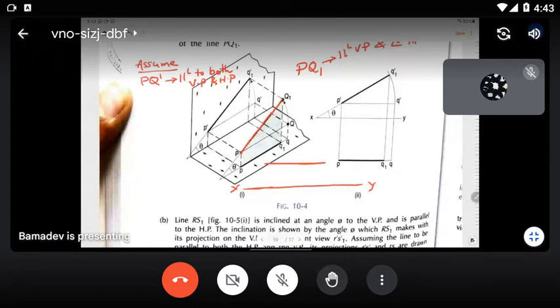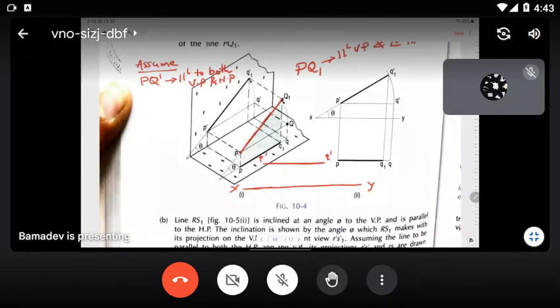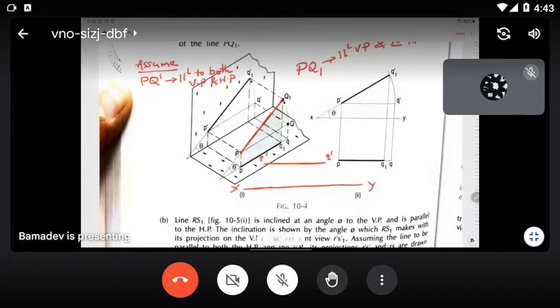So front view, what do you give to the front view? P dash Q dash. This is the convention. And draw projector from here to draw the top view, which is P, Q. This is the front and top view under the assumption PQ1 is parallel to both horizontal and vertical plane.